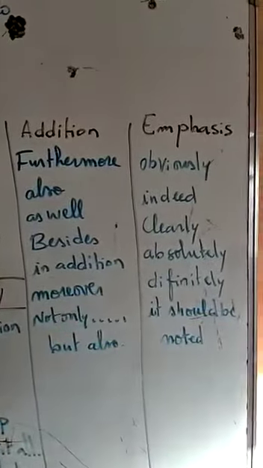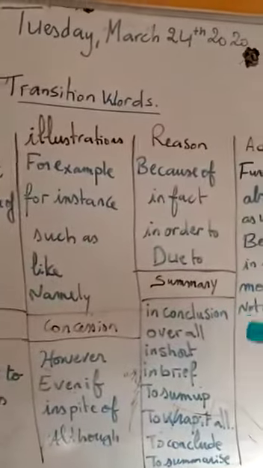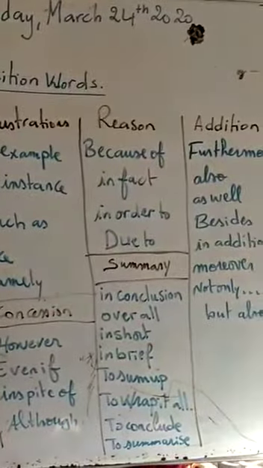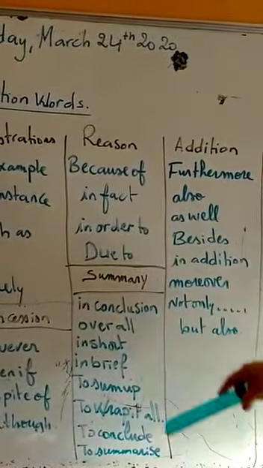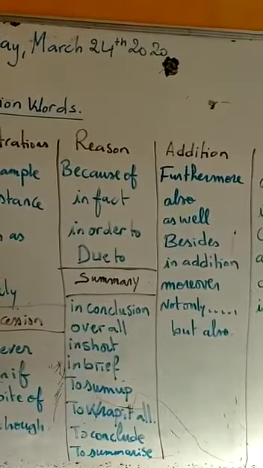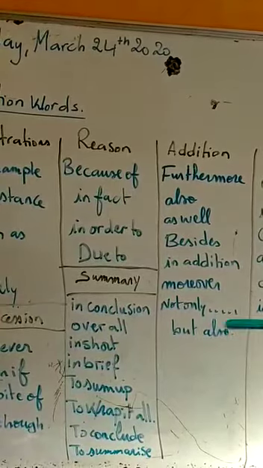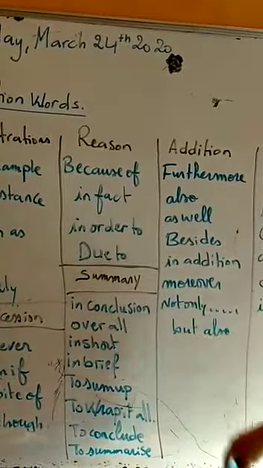Now let's move to the summary. Summary here means conclusion. Conclusion. بغيت نعطي نختم. I was saying something كنت كنهضر or I was writing and I want to give a conclusion. I use some of these transition words or linking words.